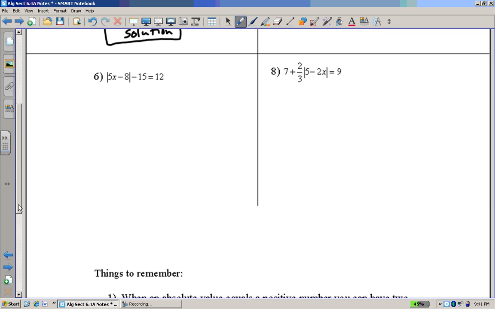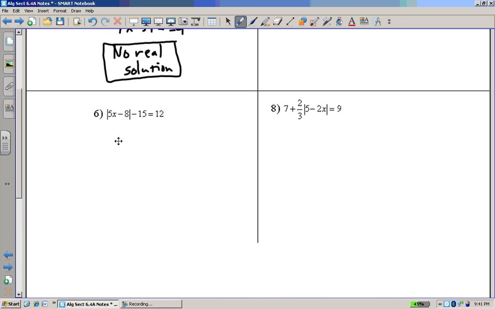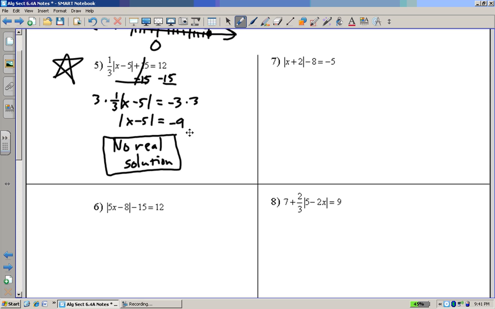Okay, let's look at number 6 here. I want to go back to number 5 just for a moment. Why is this so important? If I have absolute value equals negative to begin with, before I look into the looking glass, there's no possible real solution. If you have absolute value equals a negative number to begin with, before you split it into two possibilities, that's when you're going to have no real solution.